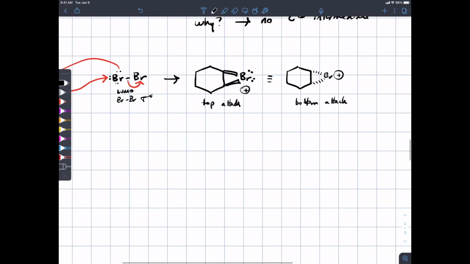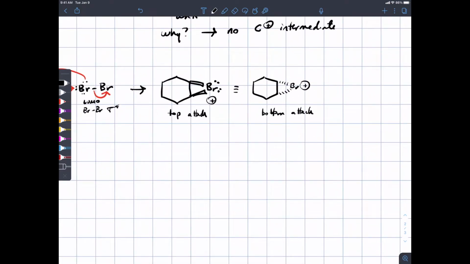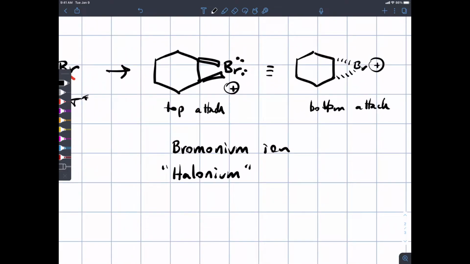Now, the intermediate that has a positive charge on bromine is called a bromonium ion, or if it were chloro, it would be chloronium ion. Halonium is the general term. It's kind of like oxonium or ammonium. You have a positive charge on an atom because it's bonded to too many things. Notice that bromine comes with 7 valence electrons. It currently owns 2, 4, 5, and 6. 7 minus 6 is a positive formal charge.